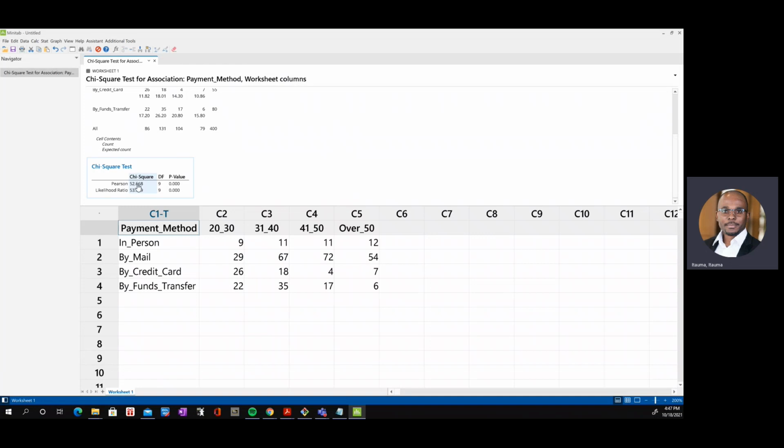Here we have the test statistic. We have the degrees of freedom. And what is the degrees of freedom? The degrees of freedom is the number of rows minus 1 times the number of columns minus 1. So 4 minus 1 is 3, 4 minus 1 is 3, 3 times 3 is 9. So that's how we computed the degrees of freedom. And the p-value is basically gotten from the chi-square distribution based on this test statistic.